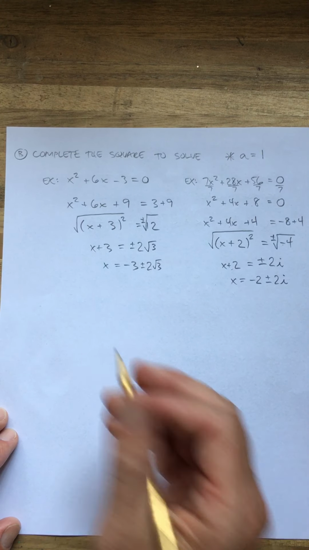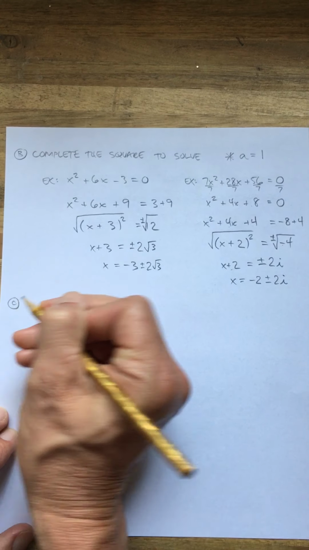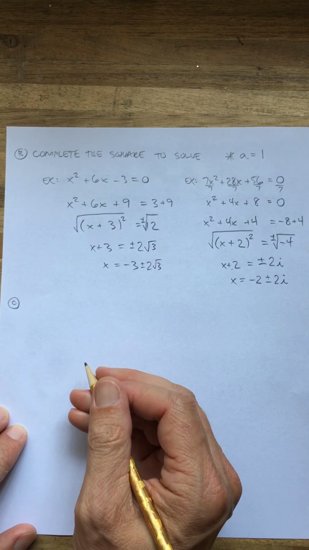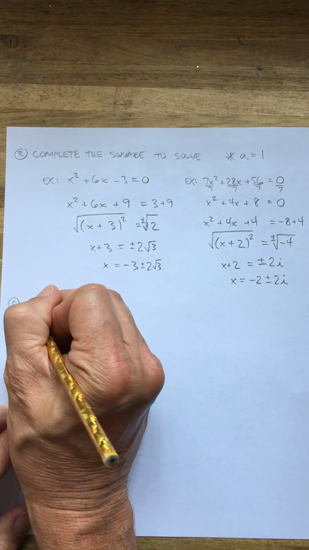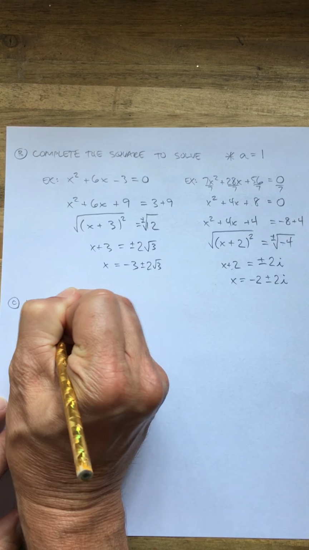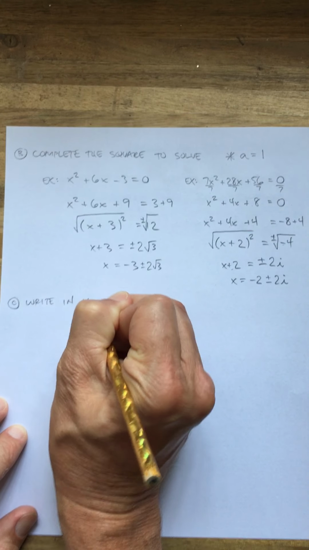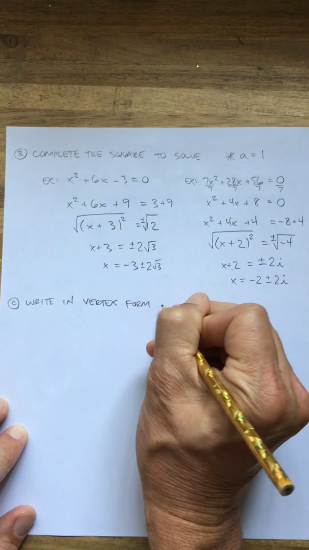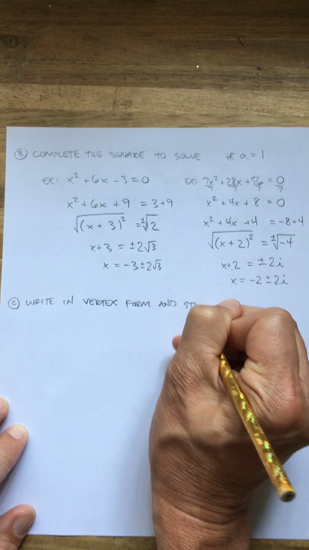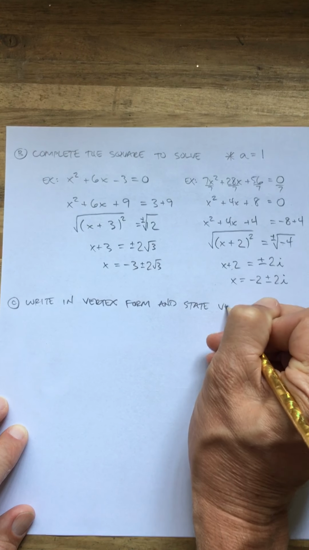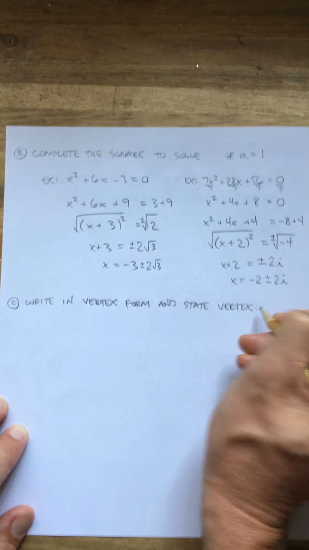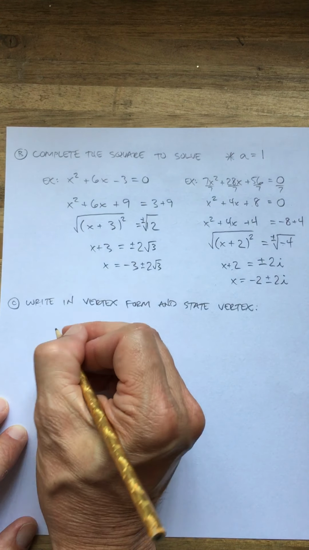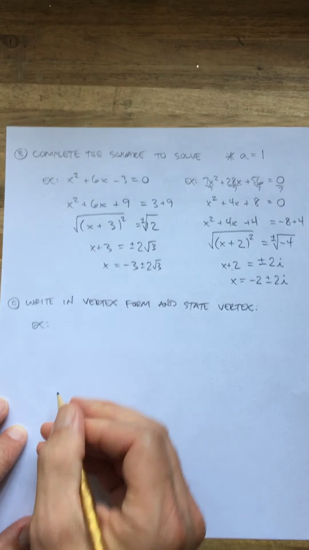Now let's do one last little bit, part C. We're going to write in vertex form and state the vertex. And I'm going to try to keep this in, oh boy, 4 minutes. Okay, here we go. Example, I'm going to do this really fast.